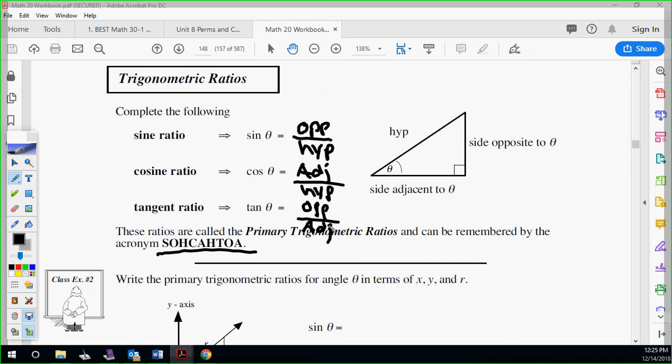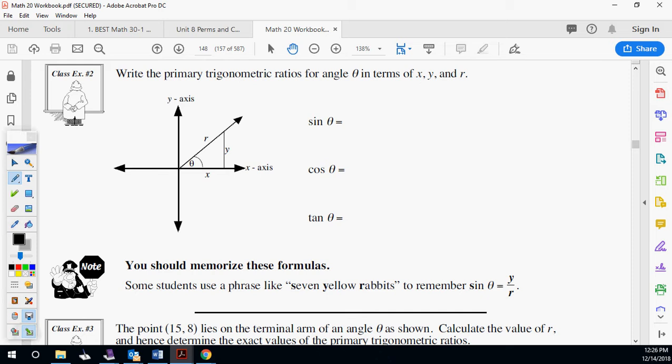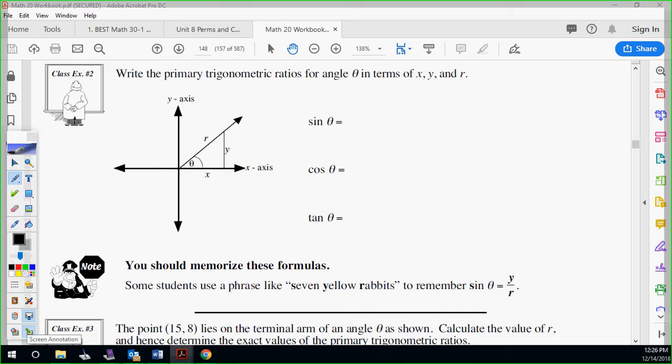Okay. Any questions so far? SOHCAHTOA, remember that? Okay, good. Okay, so here's the next piece that I want to tell you. Let's go ahead and do this first. What is sine theta for this one? Sine theta is opposite over hypotenuse, so y over r. Okay. Cosine is adjacent over hypotenuse, x over r. And tangent is y over x.